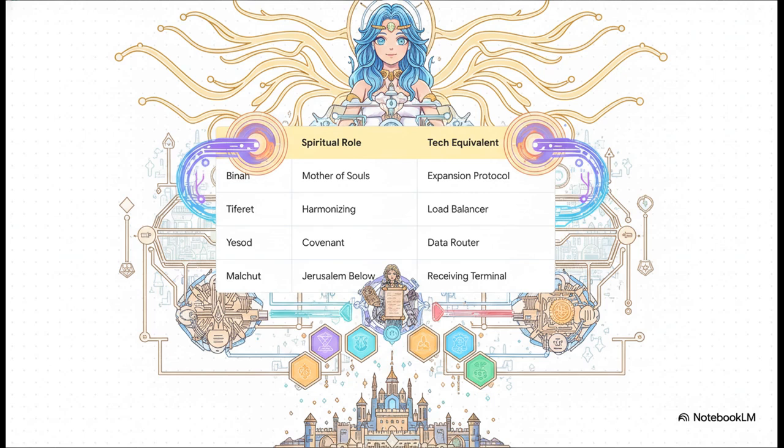Look at how this maps out. Binah is your mainframe expansion protocol. It acts as the mother of souls, expanding the system's raw capacity. Then you have Tiferet, acting as the load balancer, harmonizing all these complex identities so the system doesn't just overload and crash.